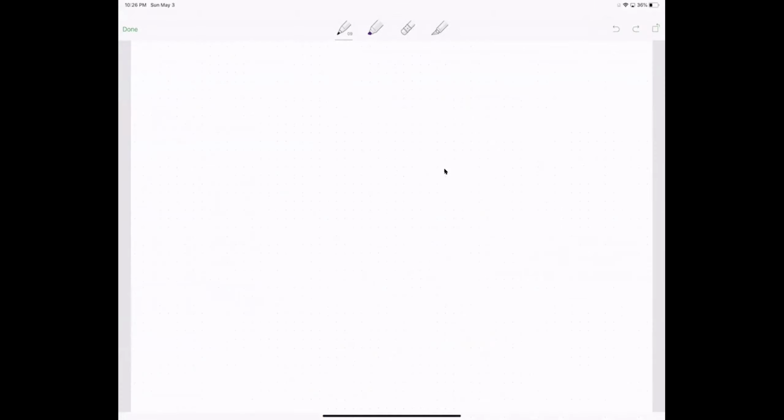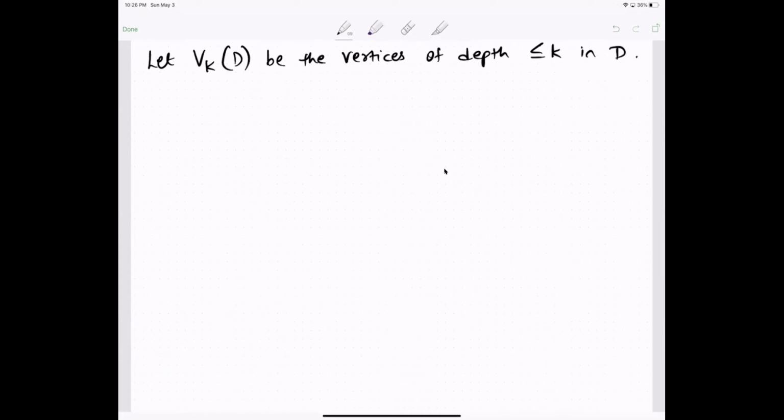Right, so now let's again define some things here. Let's go back to our original setting. Let V_{≤k}(D) be the vertices of depth less than or equal to k in D. As I said, this is the quantity of interest for us. So now what we do is the following. Fix some vertex v in this.